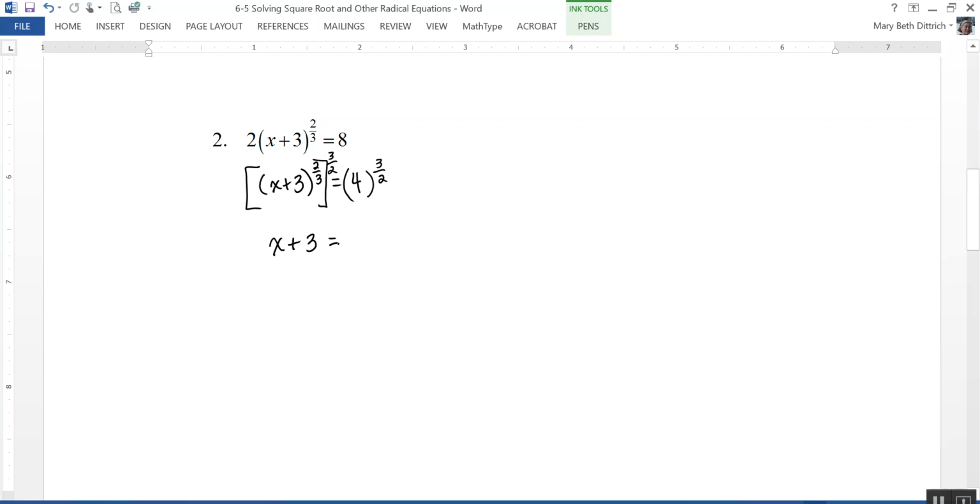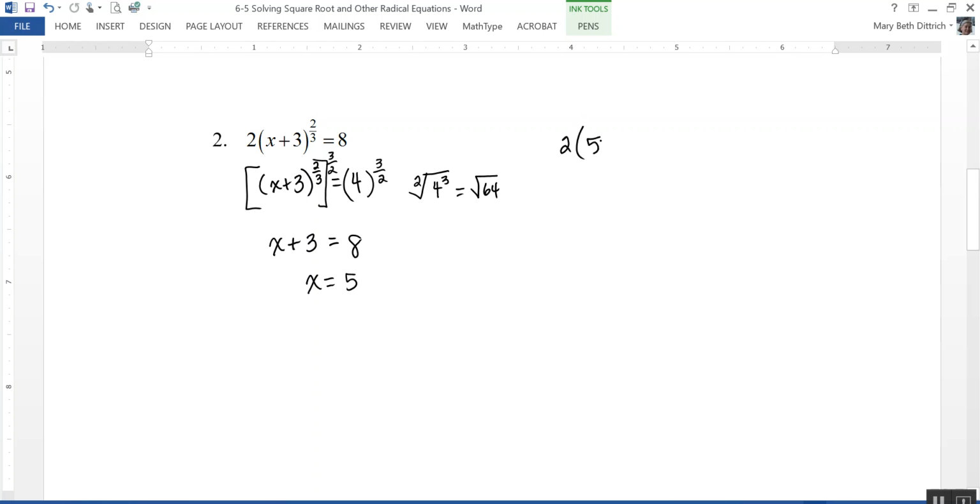And that's equal to, I need to figure out what 4 to the 3/2 power is. So remember, that would be the same as saying the square root of 4 to the 3rd power, which is the square root of 64, which is equal to 8. So solving the equation now, x is equal to 5. So let's check that and make sure that's true.